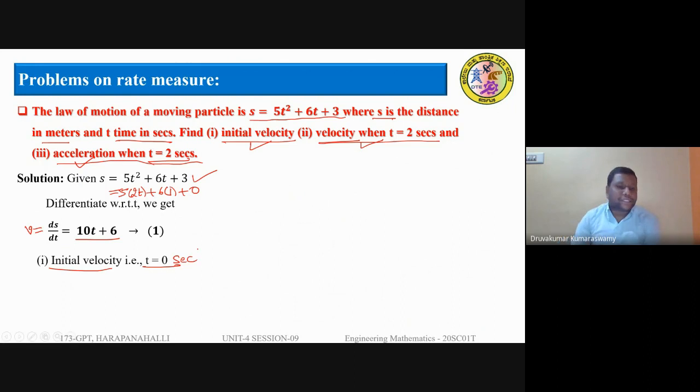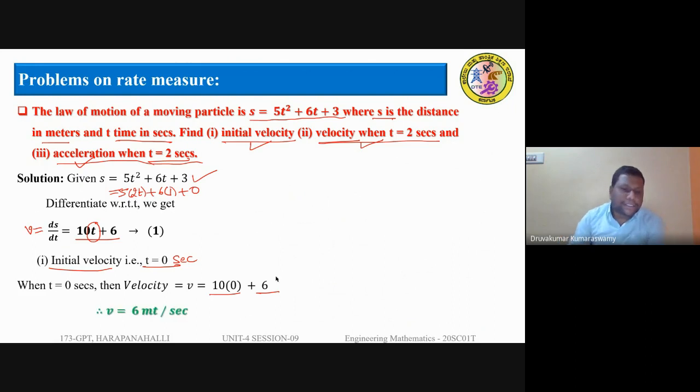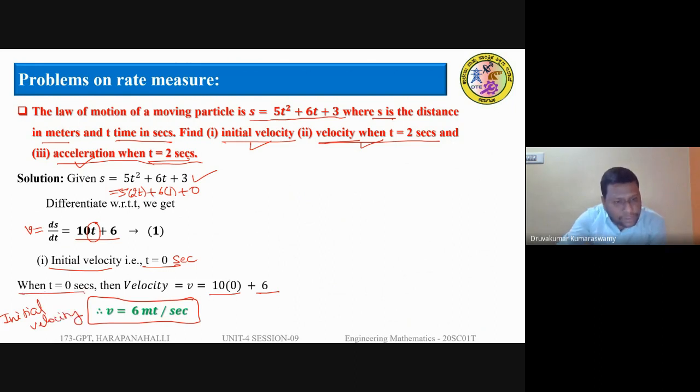So we have to take t is equal to 0 seconds. Therefore, in the place of t, substitute 0. So we get velocity v equal to 10 into 0 plus 6. So 10 into 0 means it is 0, plus 6. That means velocity is equal to 6 meter per second. When we find velocity when t is equal to 0 seconds, that velocity is called initial velocity. And we got initial velocity as 6 meter per second.